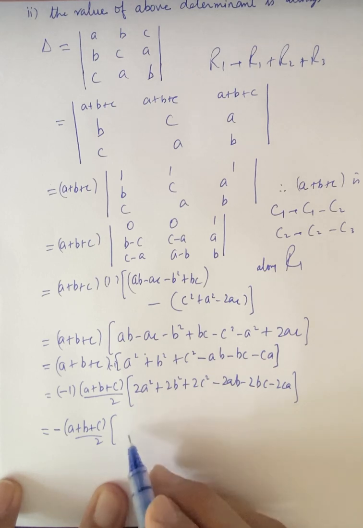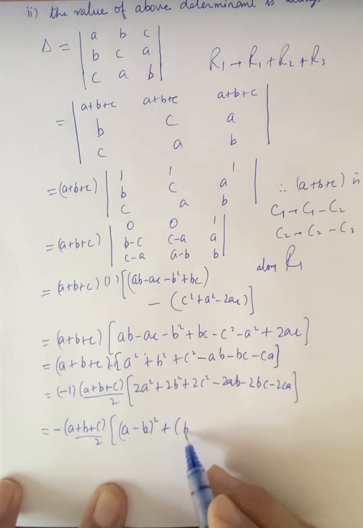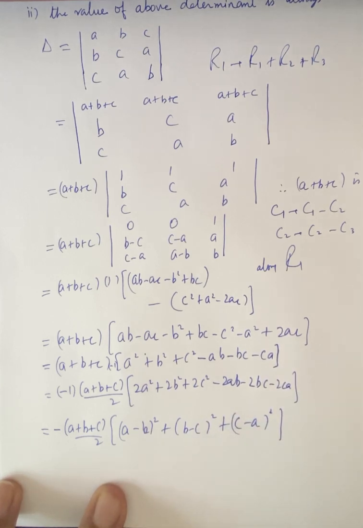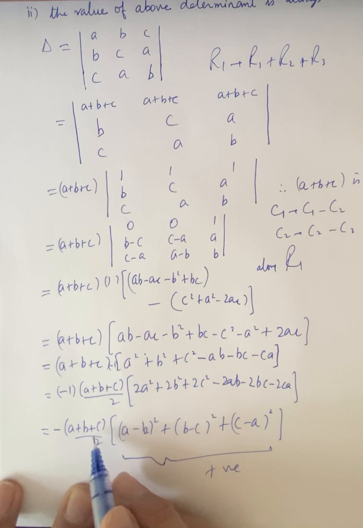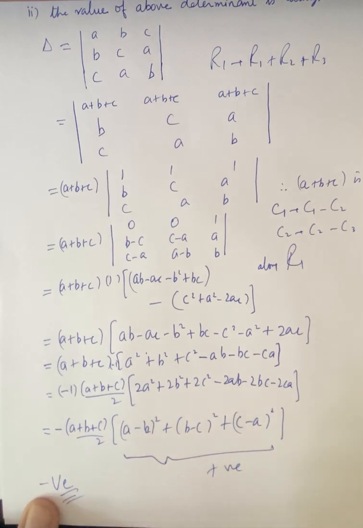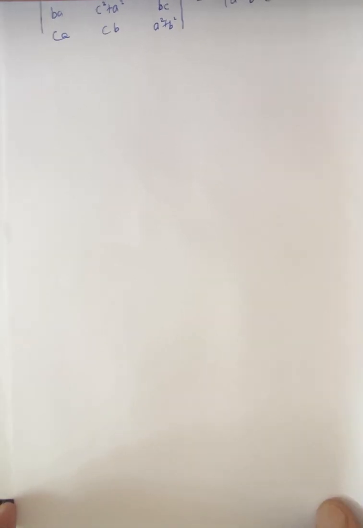And what is this? We can write this as A minus B whole square, B minus C whole square, and C minus A whole square. Now, being a sum of squares, this expression is positive. A, B, C are positive, so A plus B plus C is also positive. Now, multiplied by the negative sign, you can say it's negative. This is how you prove it.